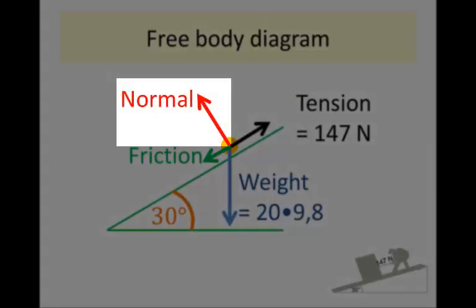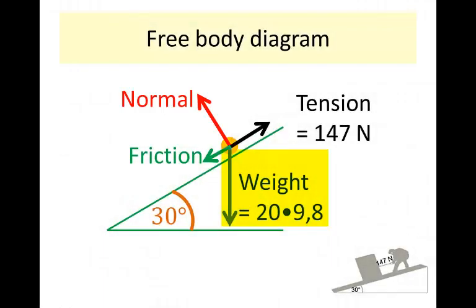We have the normal force. Notice that it acts perpendicular to the slope, which in this case is not equal and opposite to weight because of there being a slope rather than a horizontal surface. And also the magnitude of normal is less than the magnitude of weight because of there being a slope.